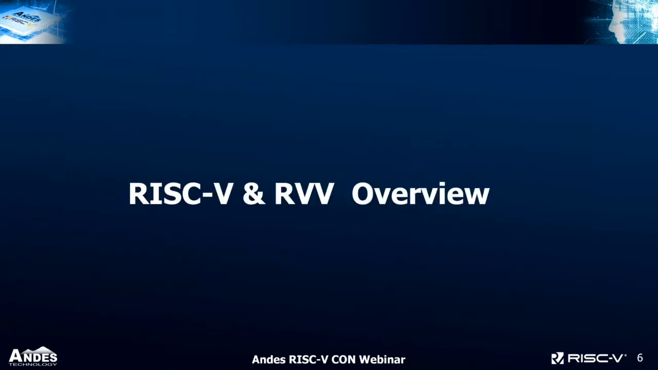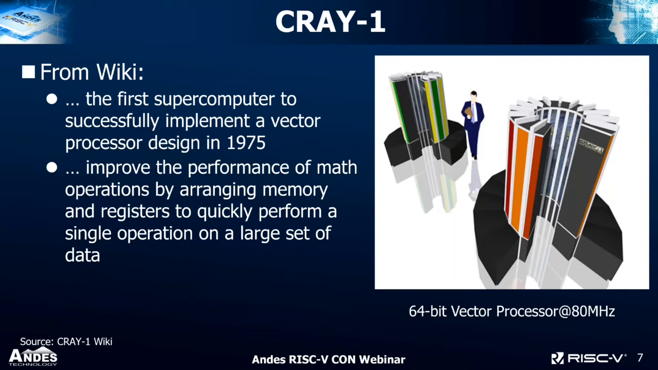So a quick overview of RISC-V vectors. RISC-V vectors were designed to calculate many math operations, and it improves performance by arranging memory. So just like Cray-1 devices from the 1970s, we are able to calculate on the memory with a flexible register architecture.